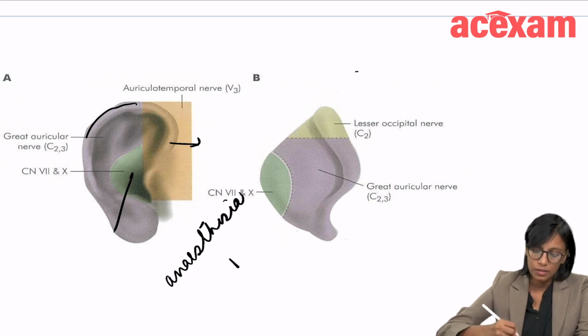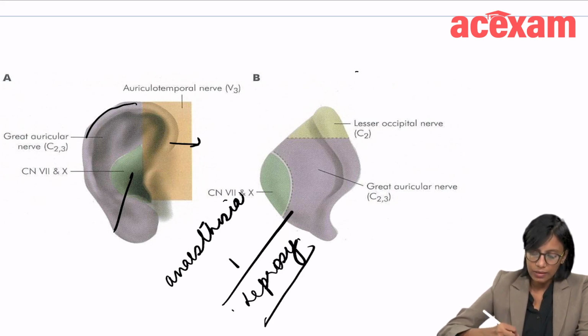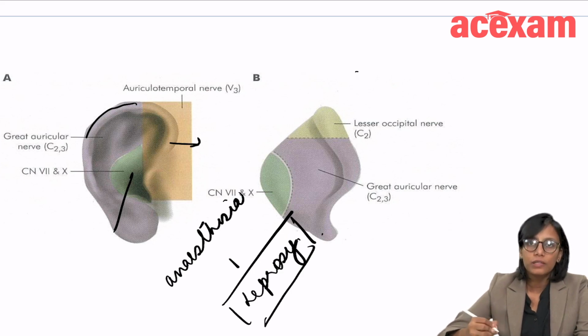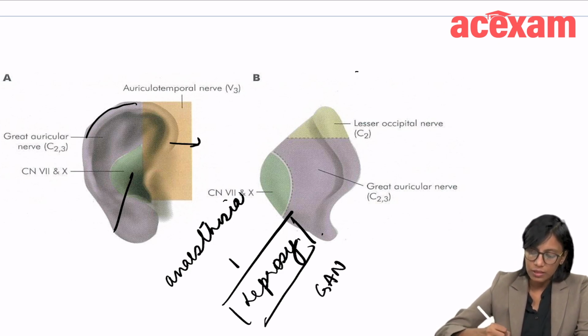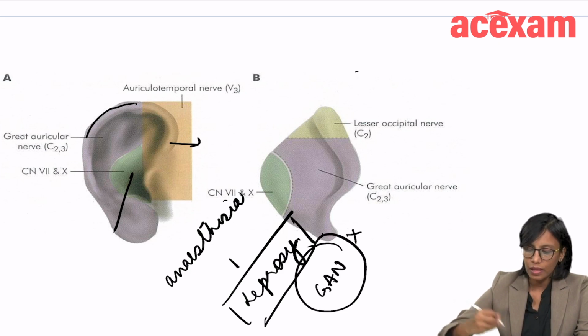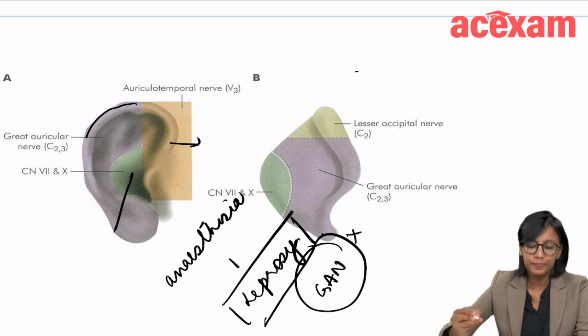What conditions? In leprosy. In leprosy, there is thickening of nerves. So the greater auricular nerve is thickened in leprosy, and there is anesthesia over the pinna. This is one of the first signs of leprosy.